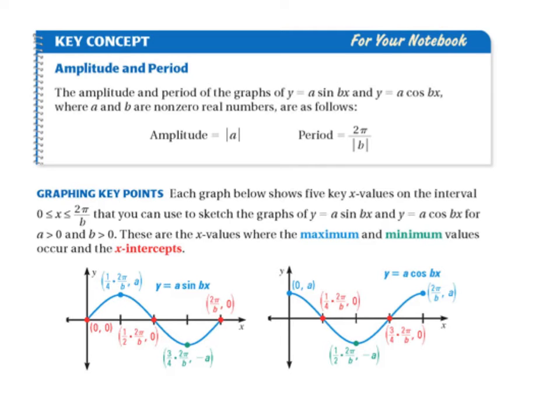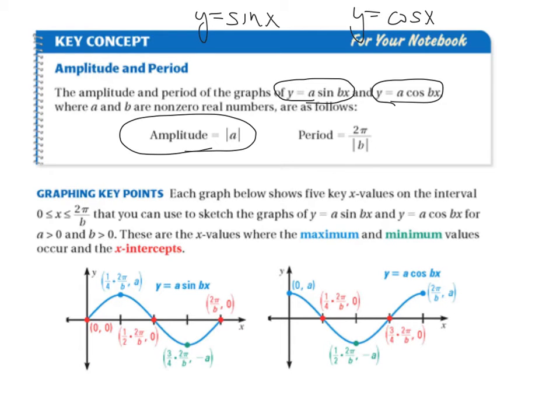So the amplitude and period of the graphs y equals a sine bx and y equals a cosine bx. This is what we need to remember. We talked about the parent functions, y equals sine x and y equals cosine x. Now we're going to mess with it a little bit. Where a and b are non-zero real numbers, amplitude is always the absolute value of a, and the period is 2 pi over the absolute value of b.